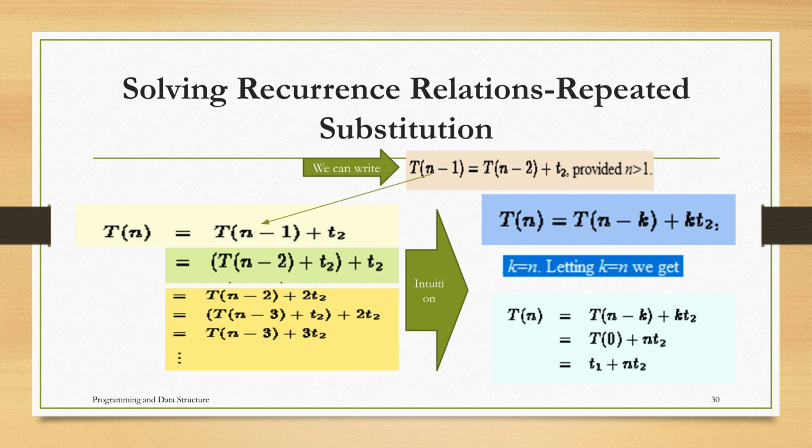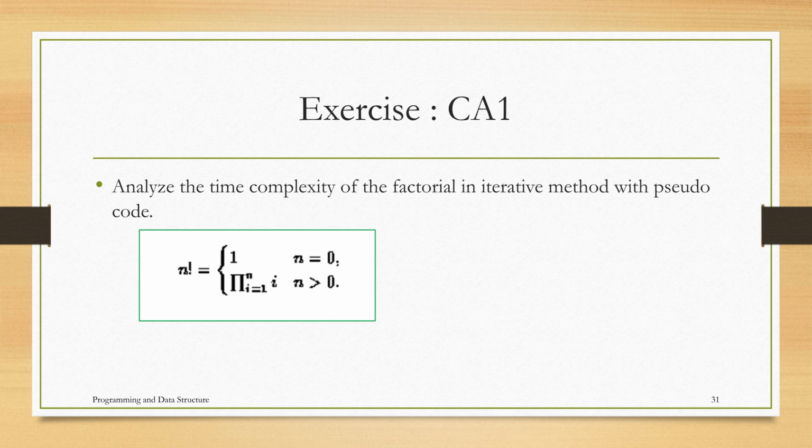The idea is to substitute the definition of T(n-1) into the equation for T(n), repeating the process to simplify it. As an exercise, analyze the time complexity of the iterative method for calculating factorial using pseudocode. This will reinforce your understanding of algorithm analysis.